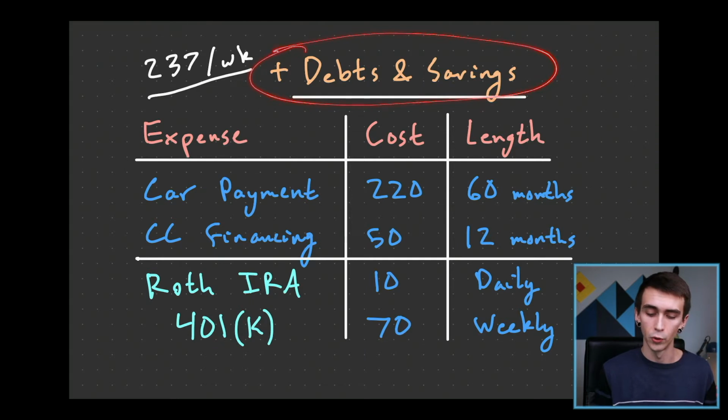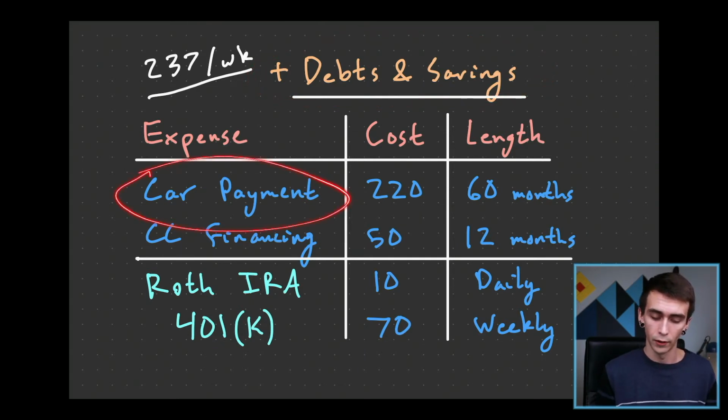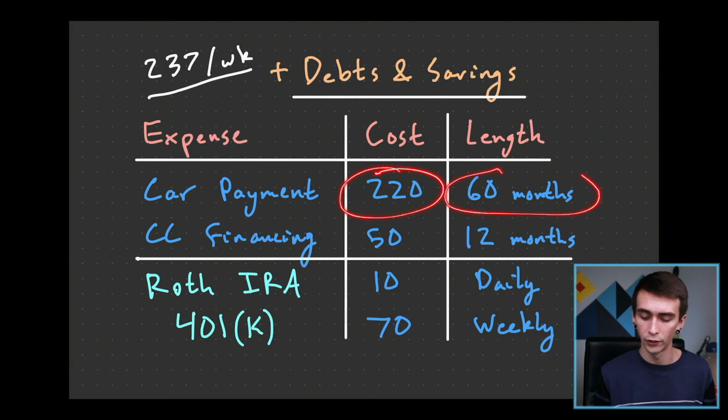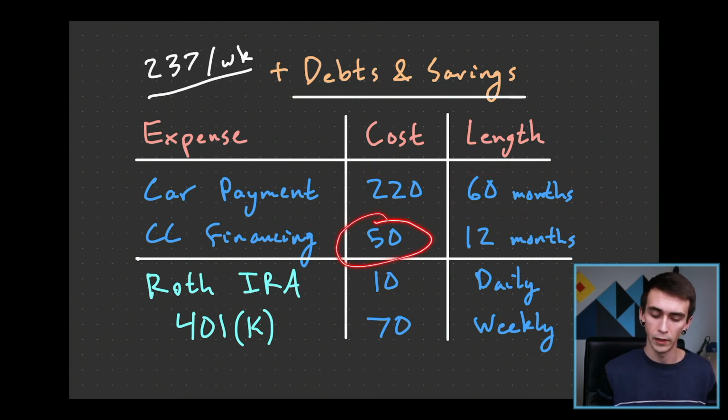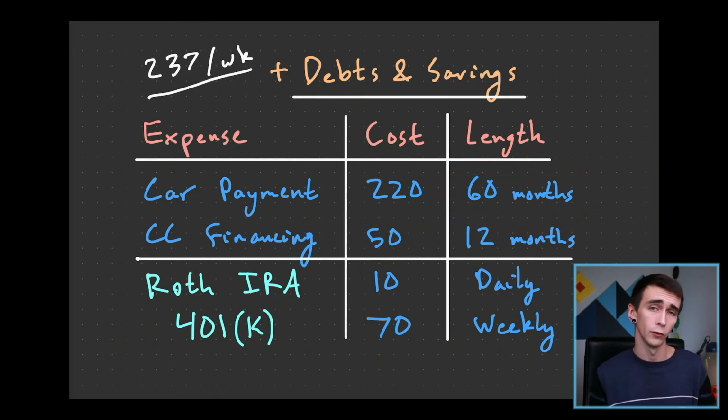So now that we have the total per week for our step 1, which is 237, now we can add that to step 2, which is the debts and savings. So here in this example, we have 2 things here. We have the car payment, and then we have the credit card financing. So this is going to cost you $220 a month for 60 months, and then the other one is going to be $50 a month for 12 months. So the important part here is to account for the length of time that you're going to be paying this as well, and I'm going to add that into this in just a second.